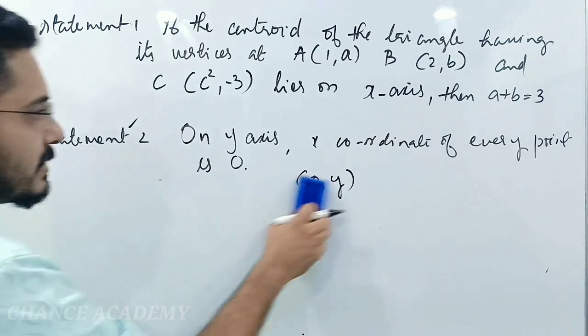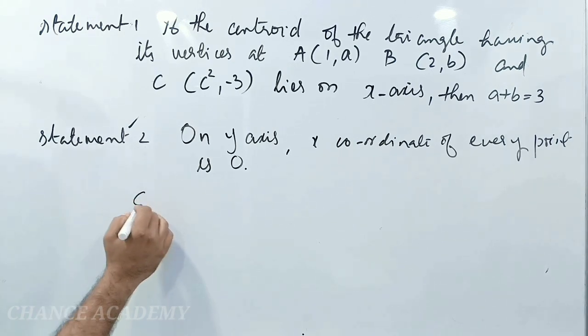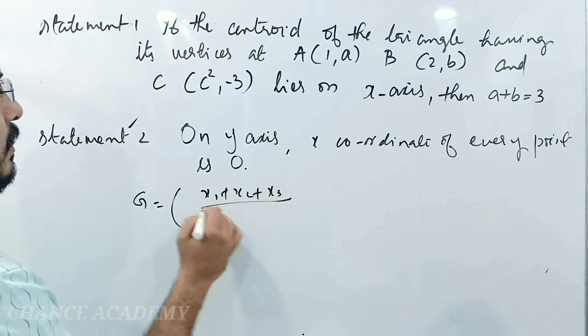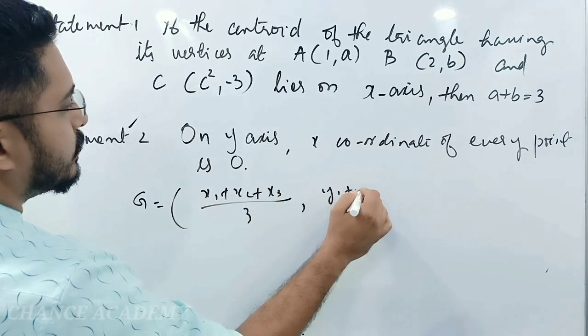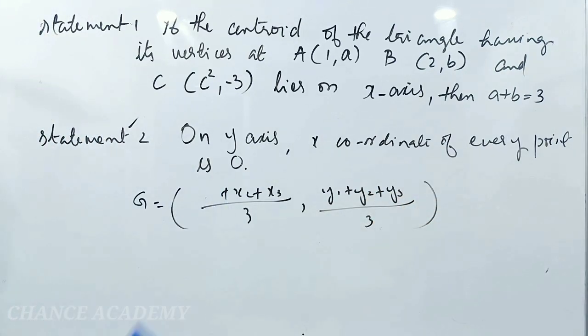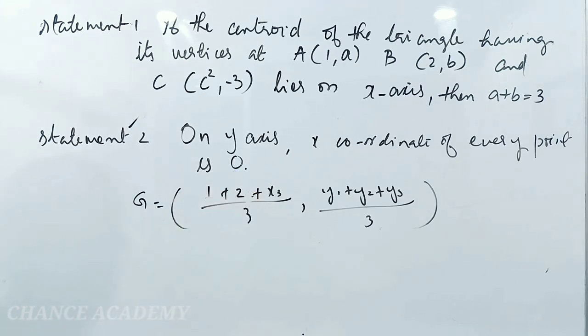Now we need to look at whether the first statement is true. For that, we need to use the formula for finding the centroid. The centroid G is actually the point of intersection of the medians. The formula for G is x1 plus x2 plus x3 all divided by 3, and y1 plus y2 plus y3 all divided by 3. A can be considered as x1, y1, so x1 can be replaced with 1, x2 with 2, and x3 with c square.